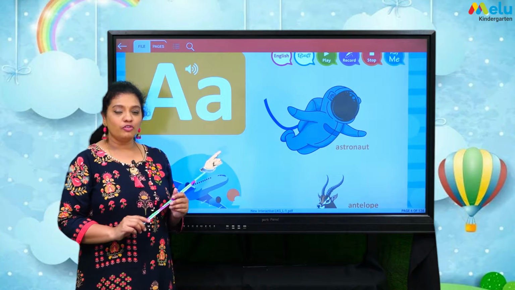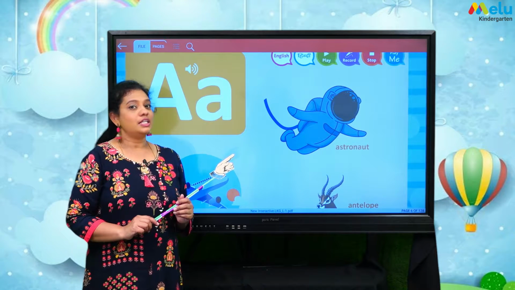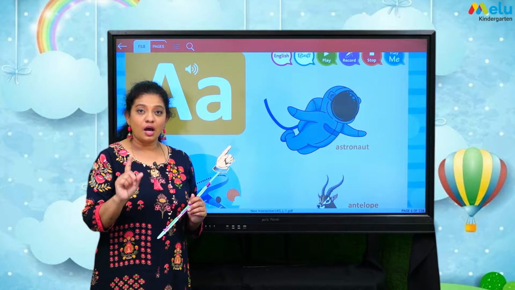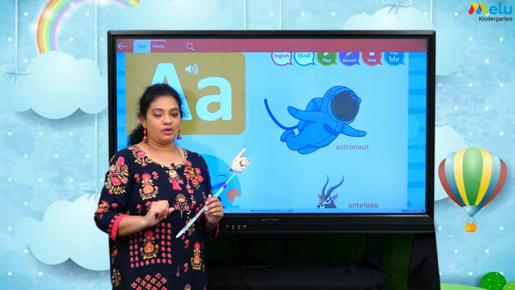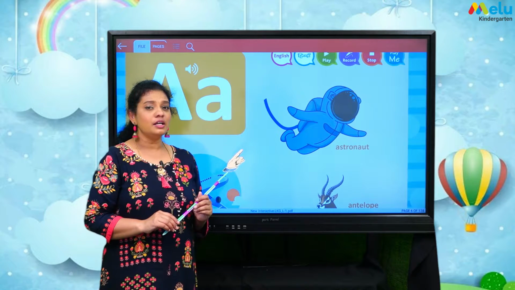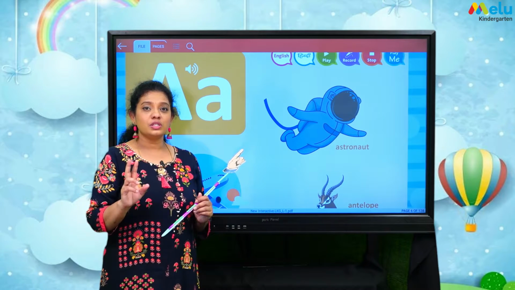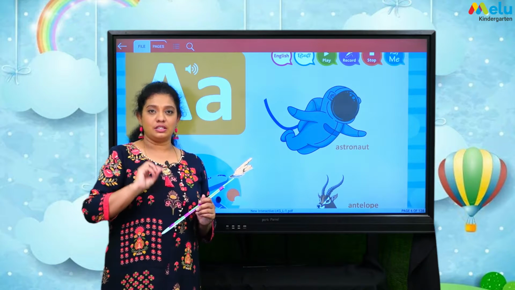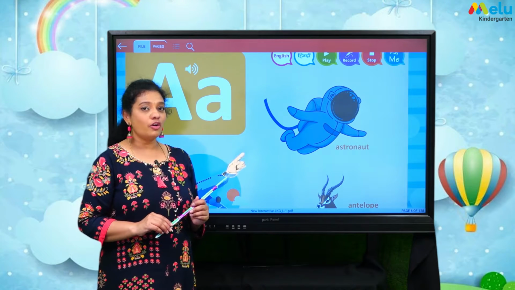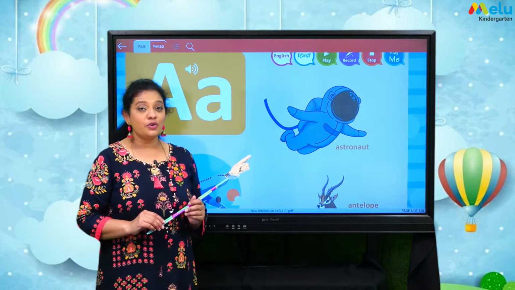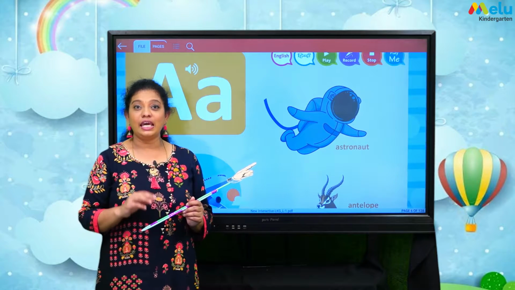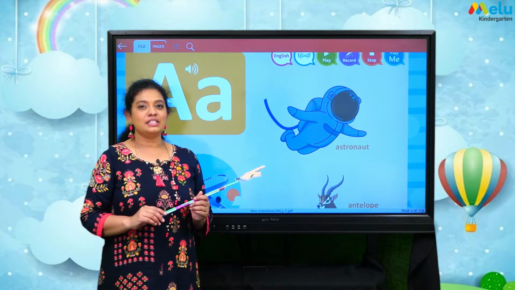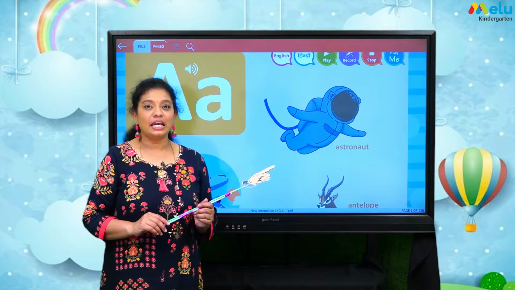And what is the sound of letter A, children? Letter A has two sounds. Okay? One is the long sound and the other is the short sound. Okay children, did you understand? What is the long sound of letter A? The long sound of letter A is A itself. Okay, A is the long sound of letter A.